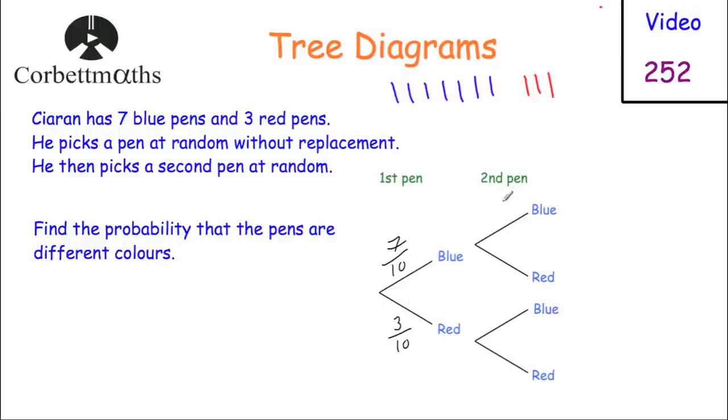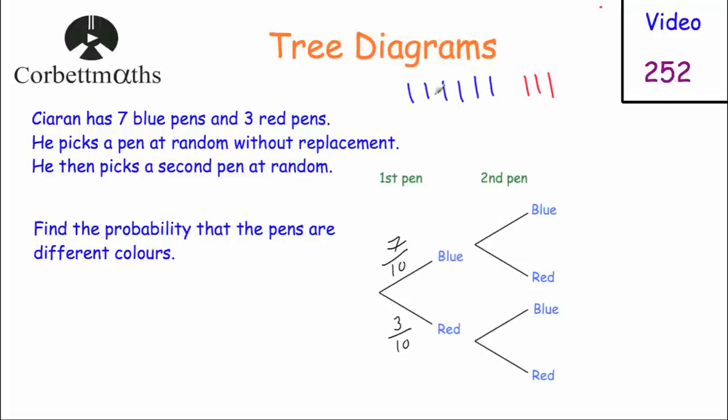Now the second branches are going to be a little bit more complicated because we're going to have to think about it a little bit. So he could have taken out a blue pen to begin with, and now we're going to consider what the probabilities would be if he's taken out the blue pen. So let's get rid of a blue pen. I've got rid of a blue pen, and let's now think of what the probabilities would be then for the second pen if he took out the blue pen to begin with.